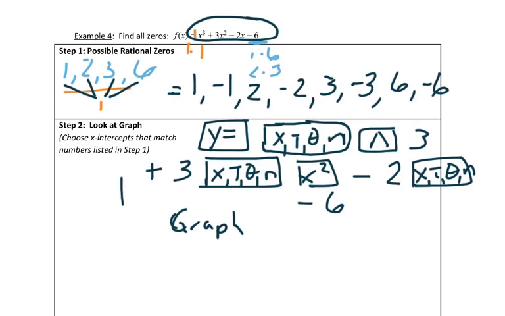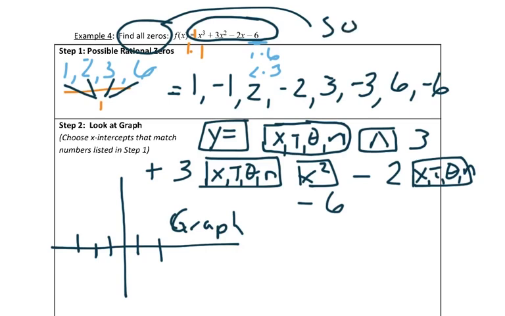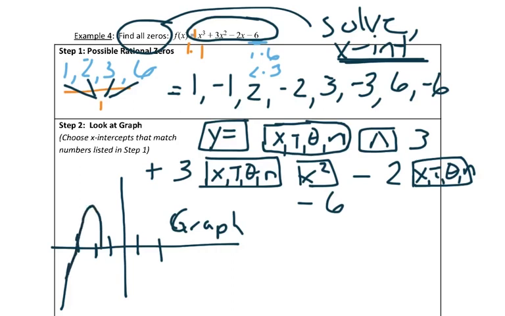So my graph looks something like this. All we really care about is if we're finding zeros, that means we're solving it. It also means we're finding x-intercepts. So on a graph, that's what we're looking for, where it crosses the x-axis. So it looks like my graph does something like this. And all I have is these numbers to choose from.